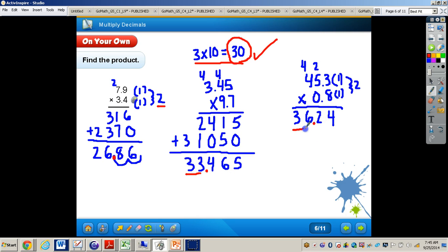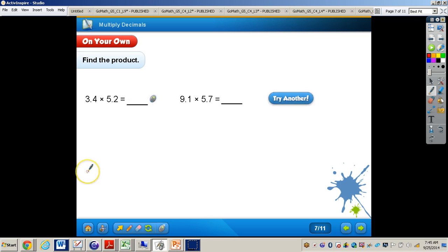And then for the final one, 36 and 24 hundredths, I just used how many digits to the right of the decimal within my factors equaled the total digits to the right of the decimal within my product. I want you to work through these 2 problems all by yourself. When you're finished, you can press play and I will have the answers for you. So pause the video now.